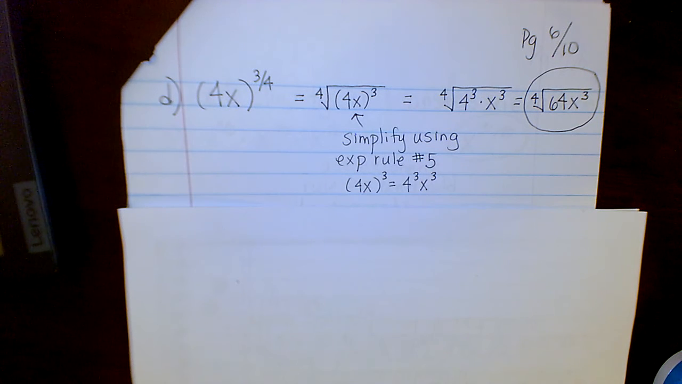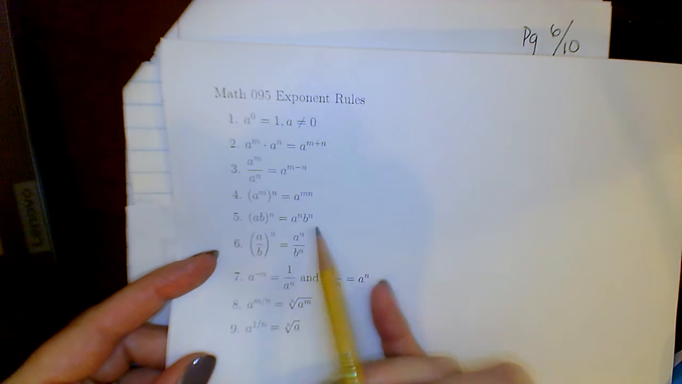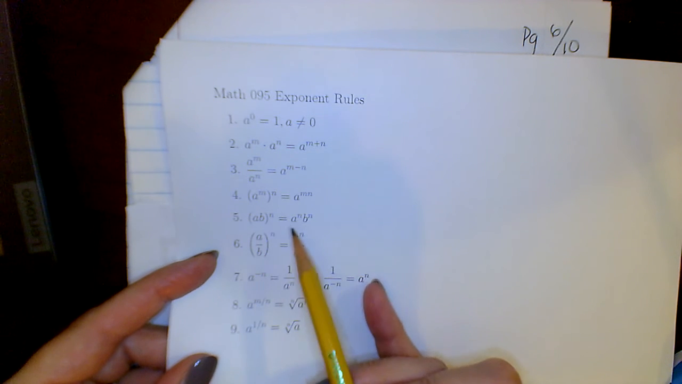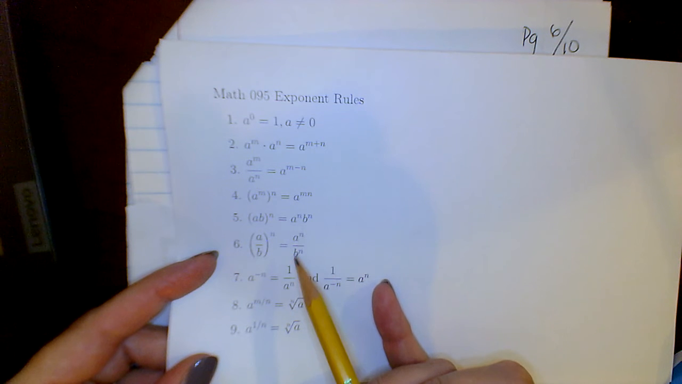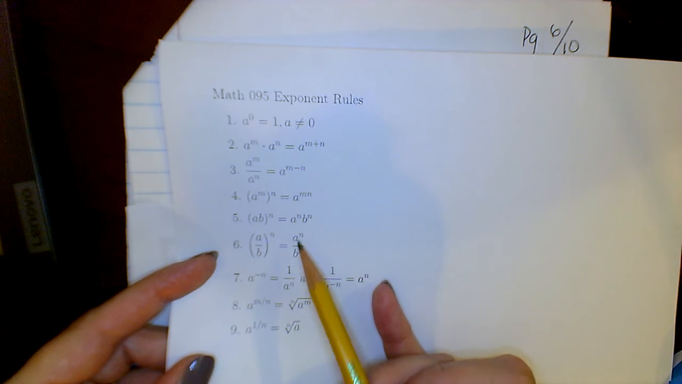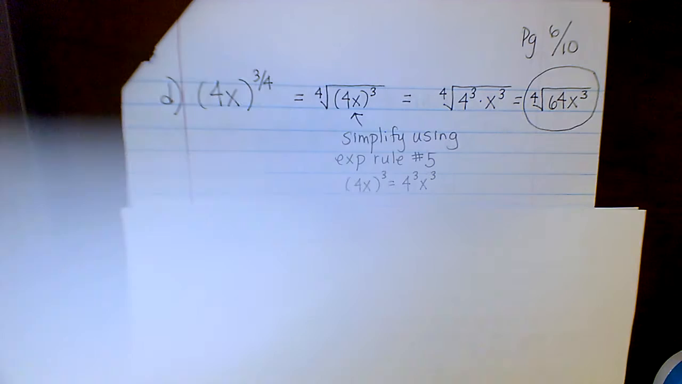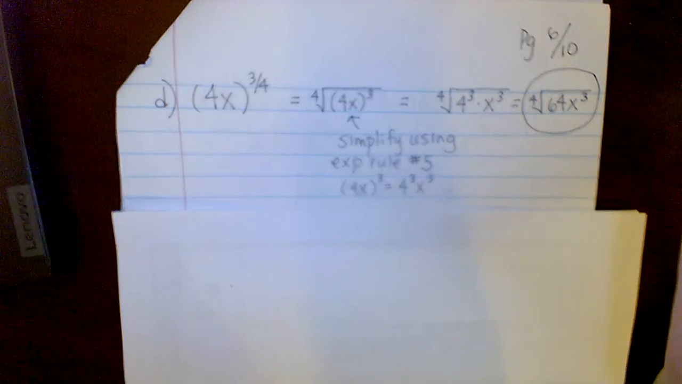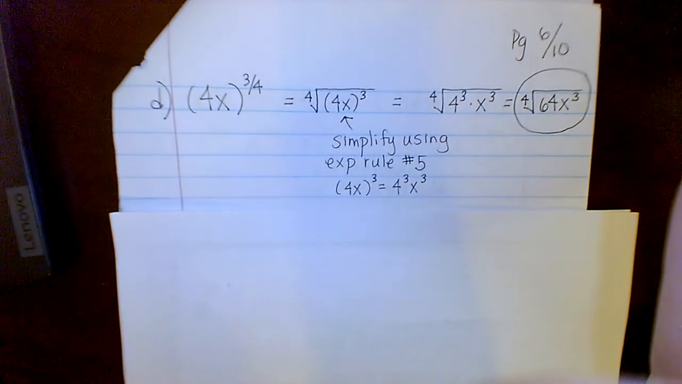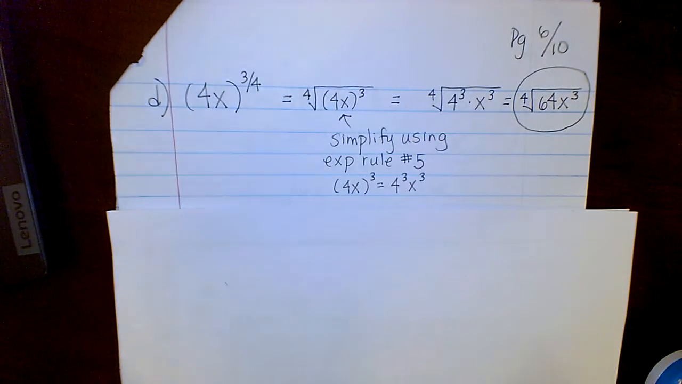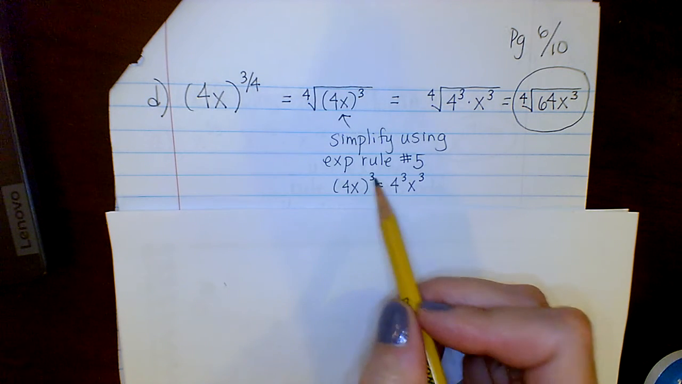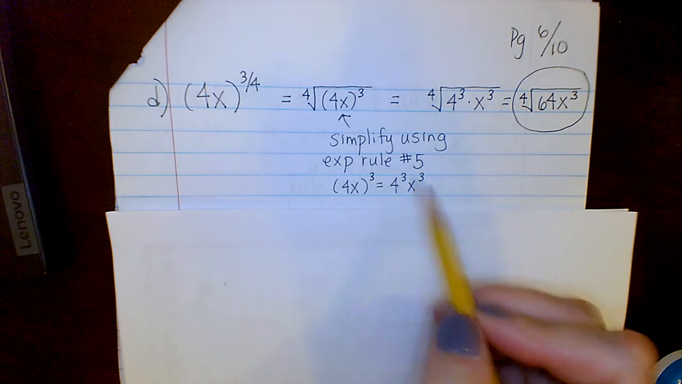Now I can simplify that using exponent rule number 5. That's the one that says if you are multiplying and raising that product all to a power, that you can almost kind of distribute that power. It's not really distributing, but that's how a lot of students will remember it. So by using this rule, number 5, 4x quantity cubed becomes 4 cubed times x cubed.